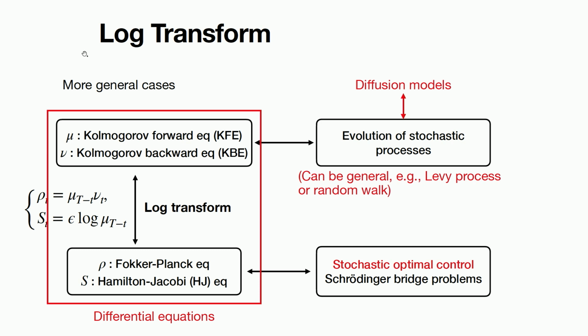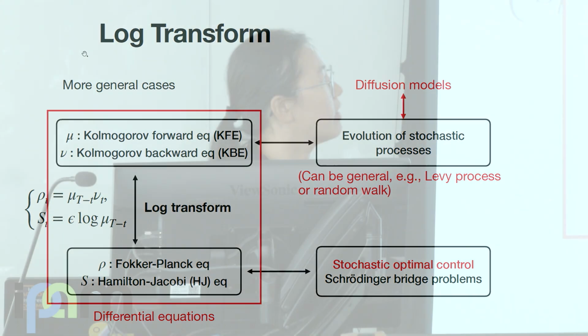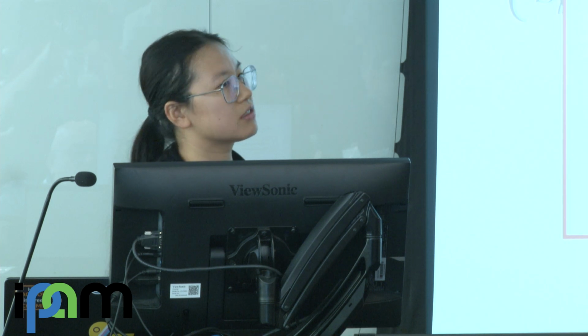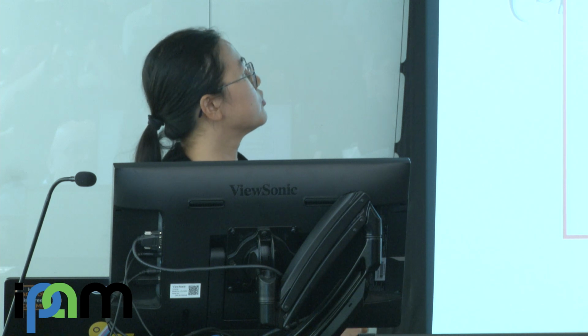So in this way, the log transform gives you a good tool to connect all those things together, so that if you want to solve some problem related to any block here, you can have a bunch of different ways to represent this problem, and different ways may give you different neural network or even traditional non-neural network methods. You may have diffusion models here. You may have some traditional PDE solver here, or you may use a physics-informed type of neural network here.